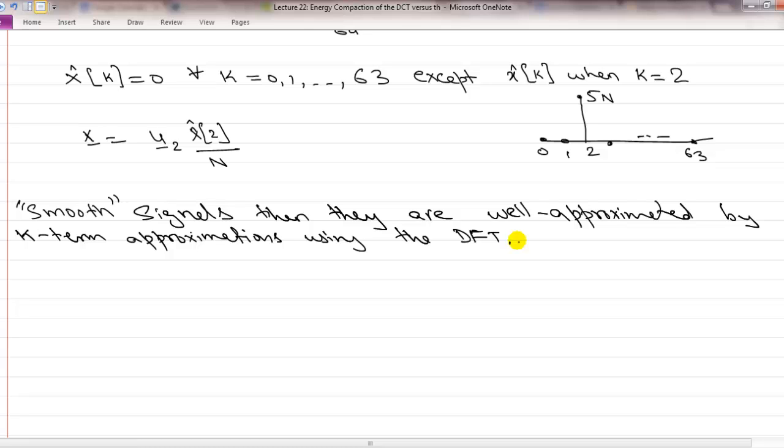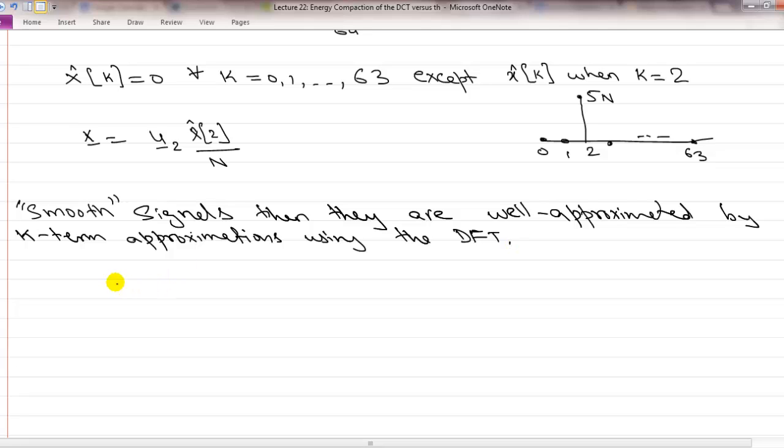Okay. So if the same amount of energy the DCT, the discrete cosine transform, captures in, let's say, 10 coefficients and DFT captures in 20 coefficients, then of course you can use only 10 coefficients in DCT versus 20 in DFT. You should prefer DCT for a number of tasks as compared to DFT. Okay.